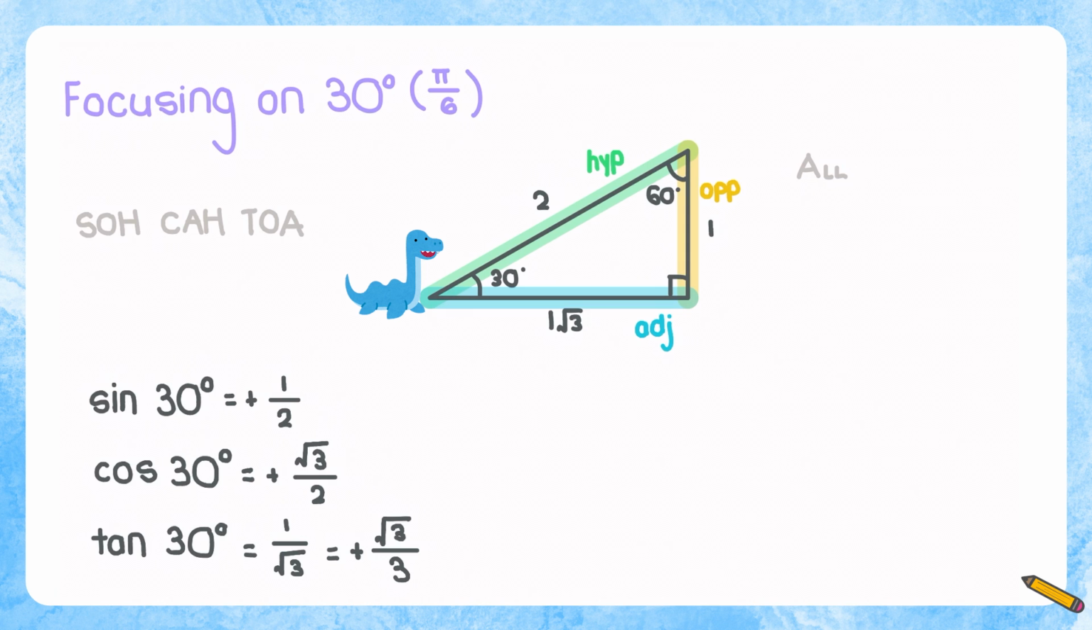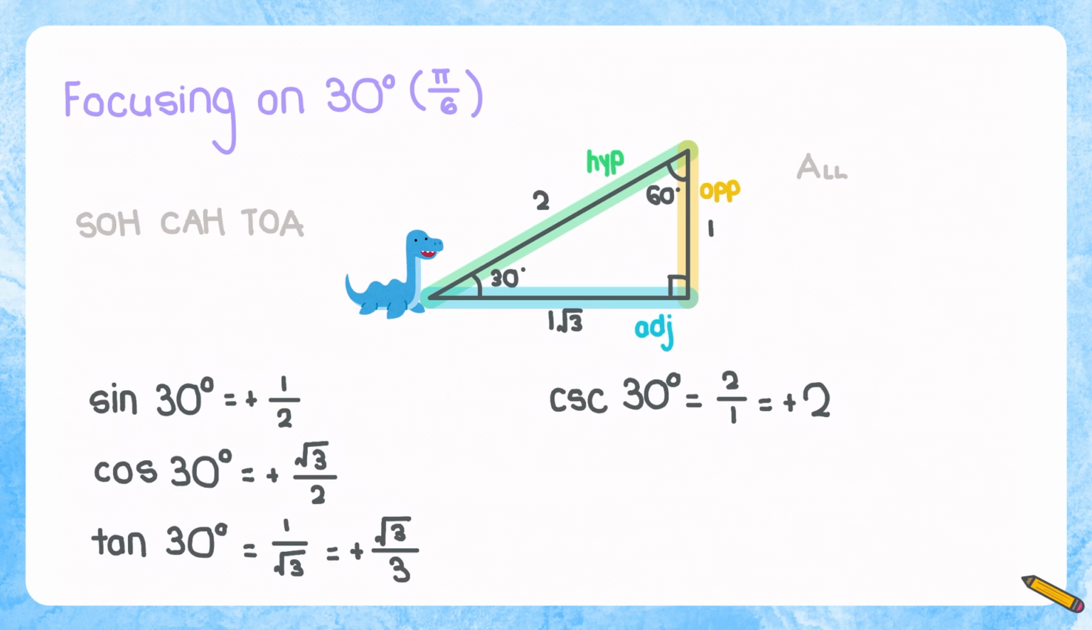So the reciprocal of the sine function is the cosecant function. So let's go ahead and find cosecant of 30 degrees. The reciprocal of 1 over 2 is 2 over 1, which simplifies simply to 2. And remember, it's positive.